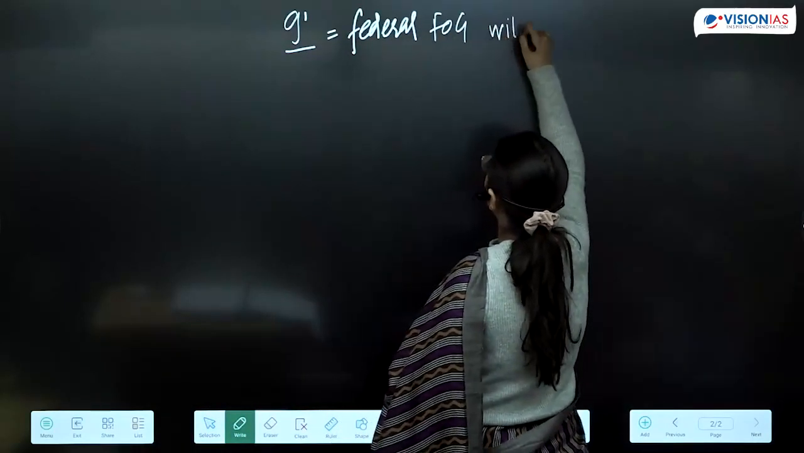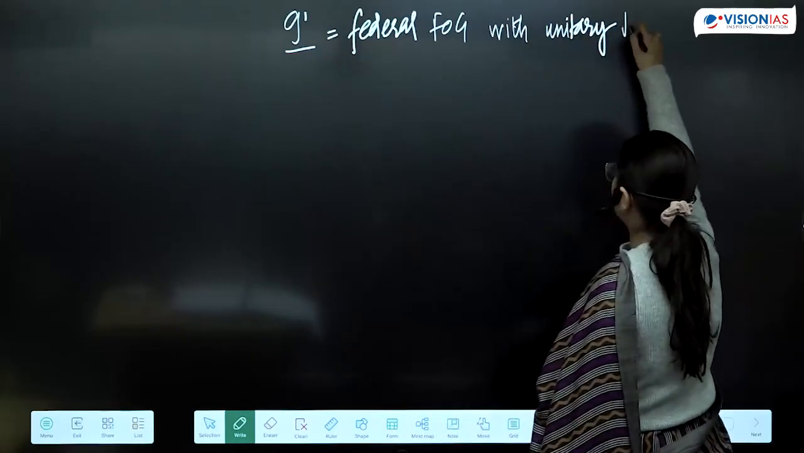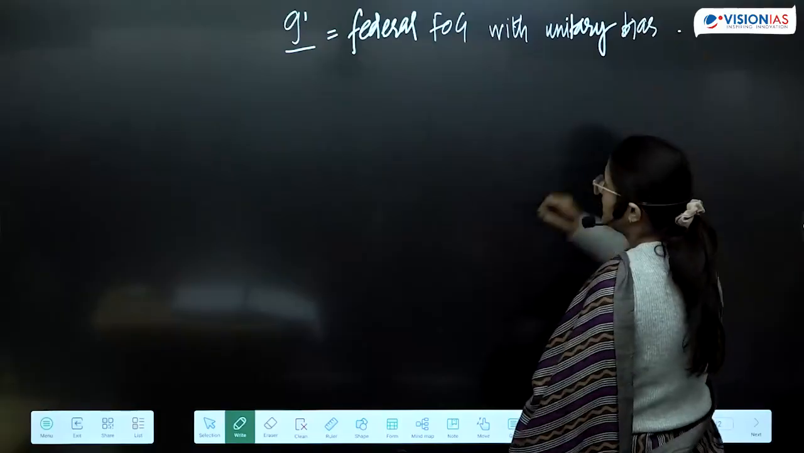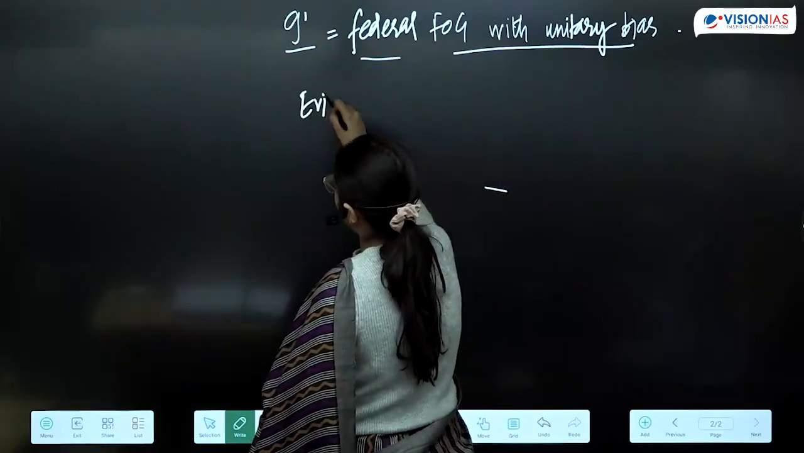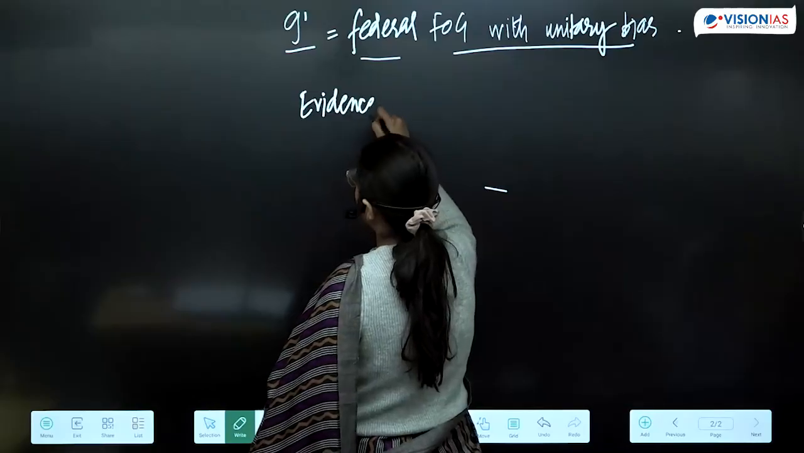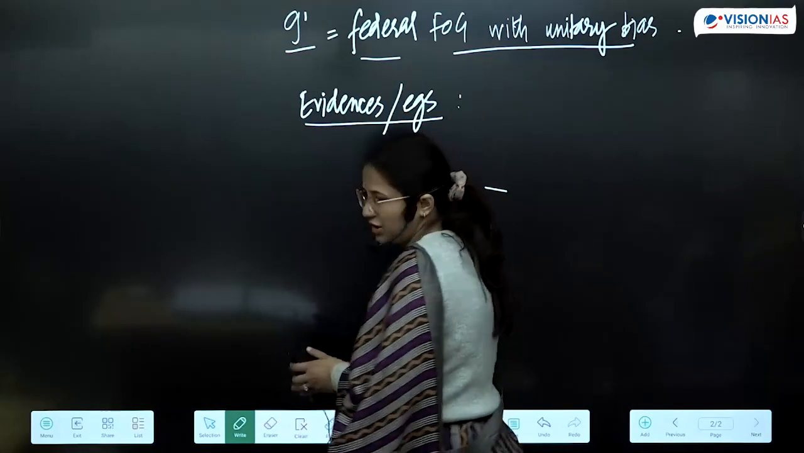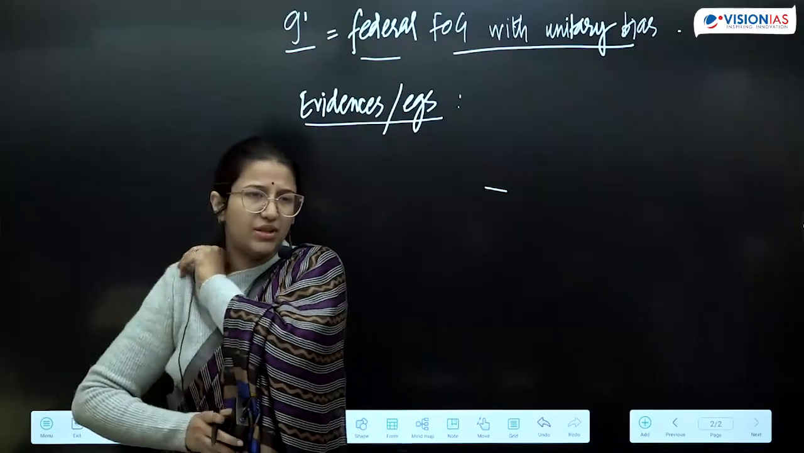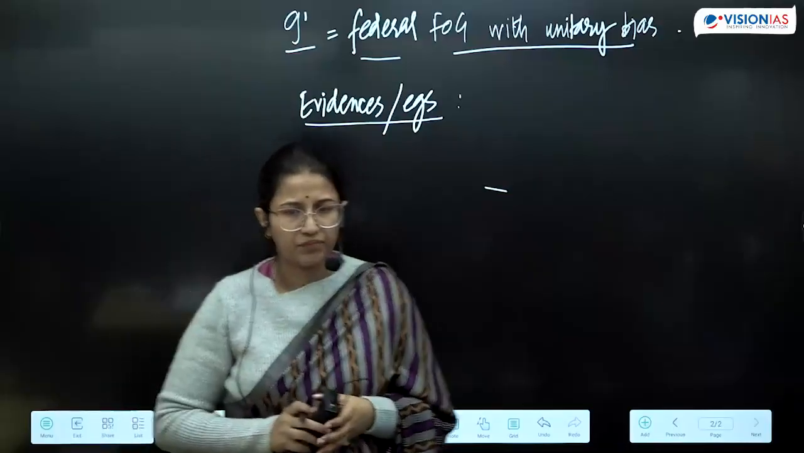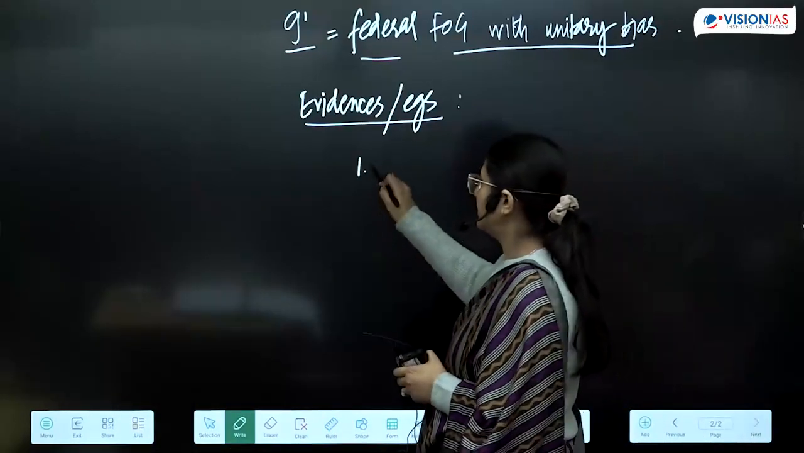Fine. Now, however, as far as India is concerned, India is a federal form of government with unitary bias. Yes. Let us give evidences of it. What are the evidences? Examples of India being a federation with unitary bias. हमें unitary bias के examples बताने. ठीक है, एक है emergency provisions.